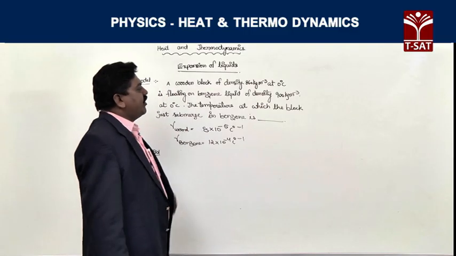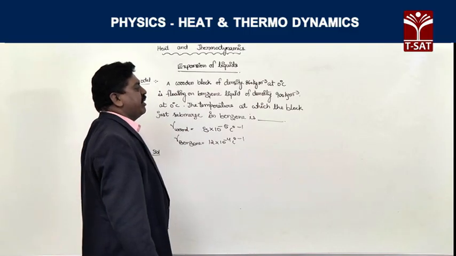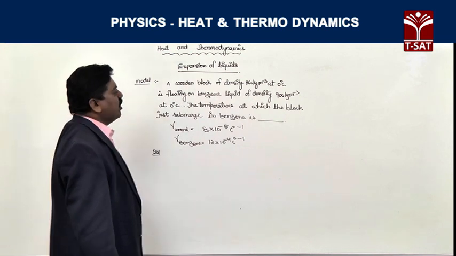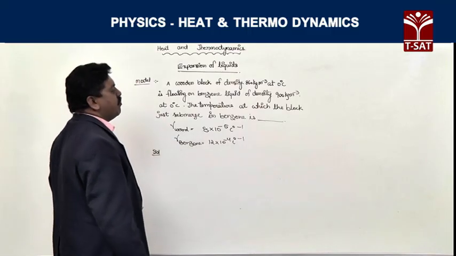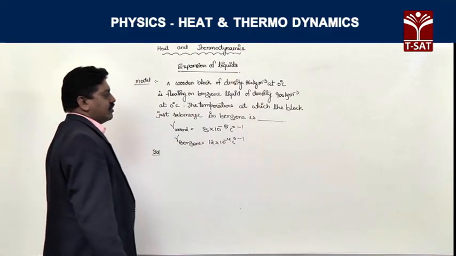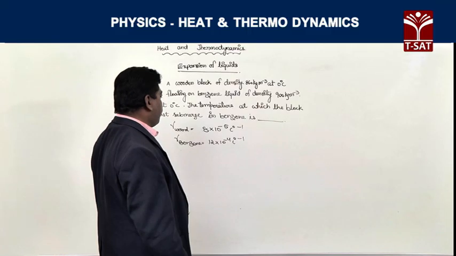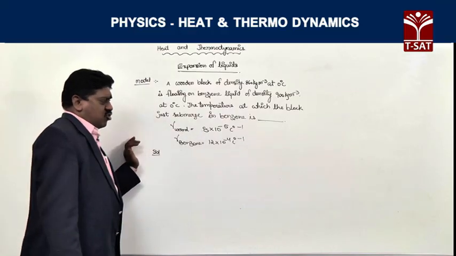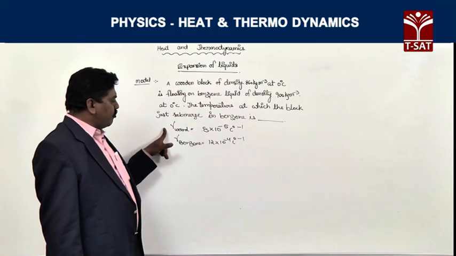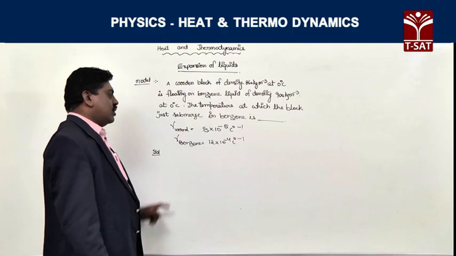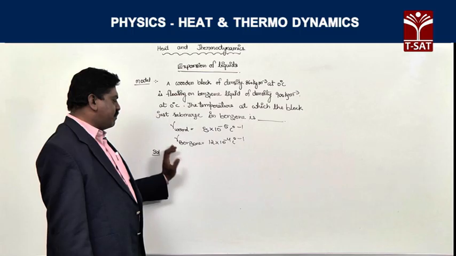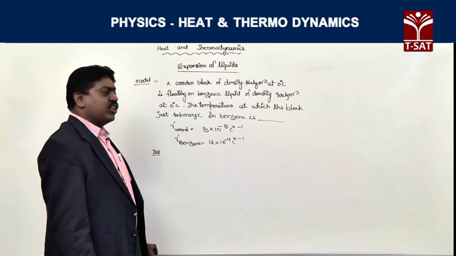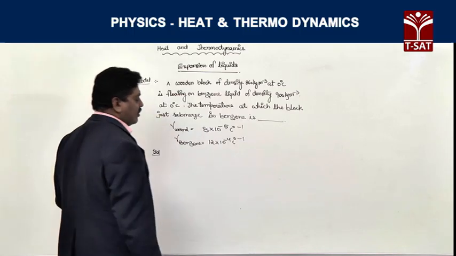A wooden block of density 860 kg per meter cube at 0 degrees Celsius is floating on benzene liquid of density 900 kg per meter cube at 0 degrees Celsius. The temperature at which the block just submerges in benzene is to be found. Gamma of wood is given as 8 into 10 to the power of minus 5 per degree Celsius. Gamma of benzene is given as 12 into 10 to the power of minus 4 per degree Celsius.